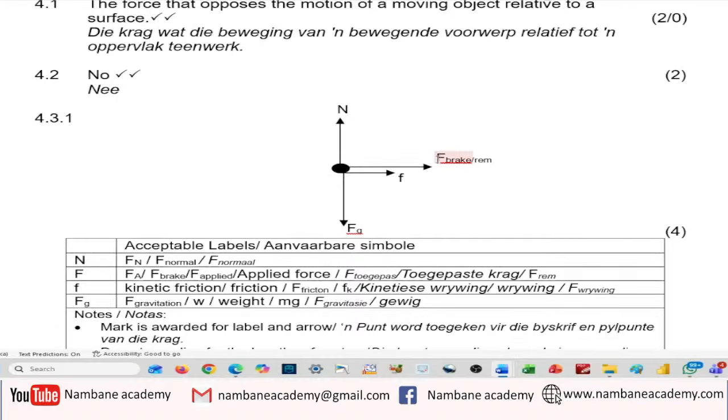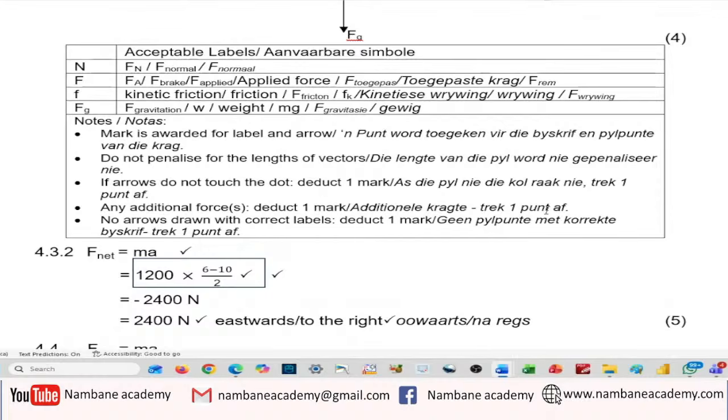So for the correct direction of the force of the brake and the friction, colleagues, please be careful. Then the acceptable labels: for normal force we will accept Fn, F normal. For applied force, we'll accept F capital letter A, F brake, or F applied, or applied force. For friction, we'll accept kinetic friction, friction, F friction, Fk. For gravitational force, we'll accept F gravitation, weight, mg. Those are the acceptable labels for the forces acting on an object as the brakes are being applied.